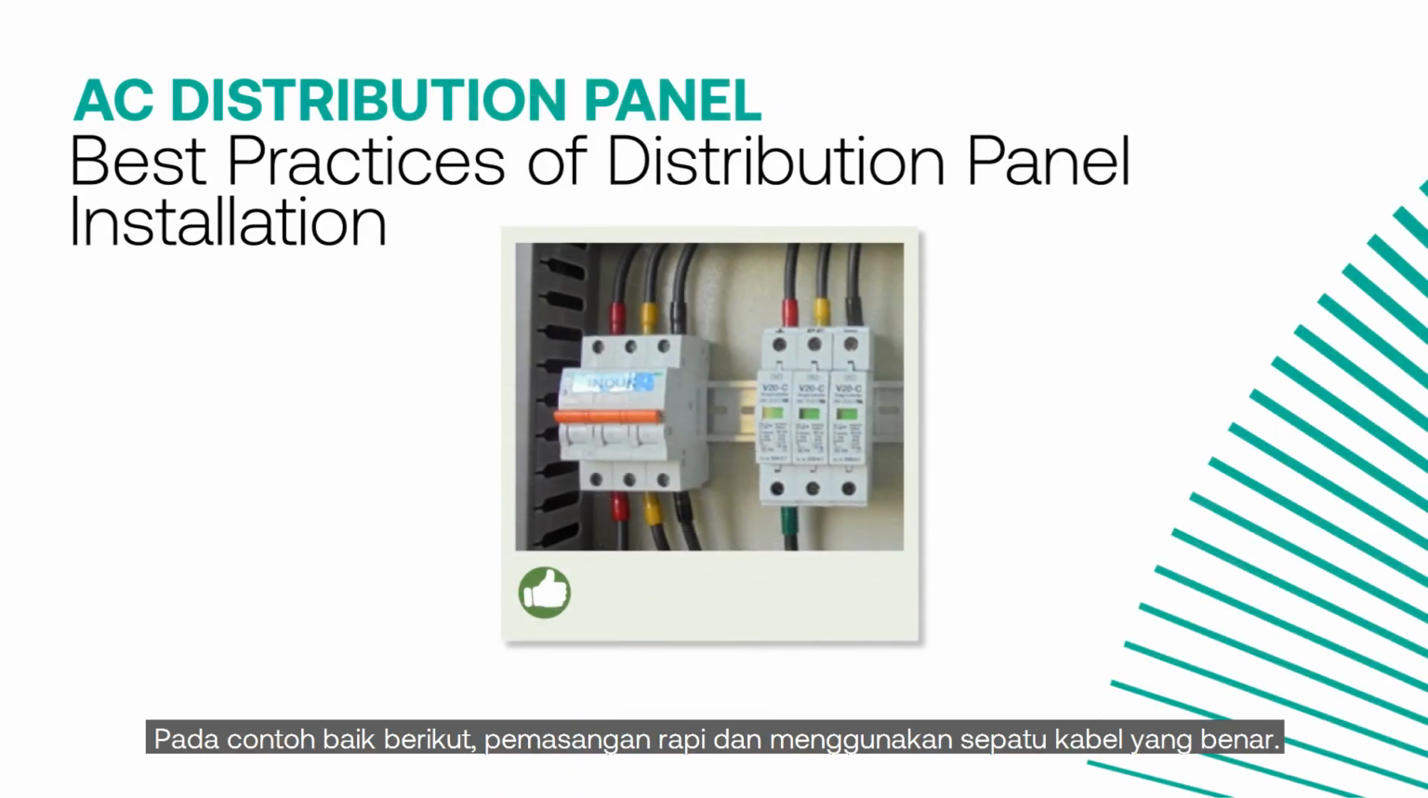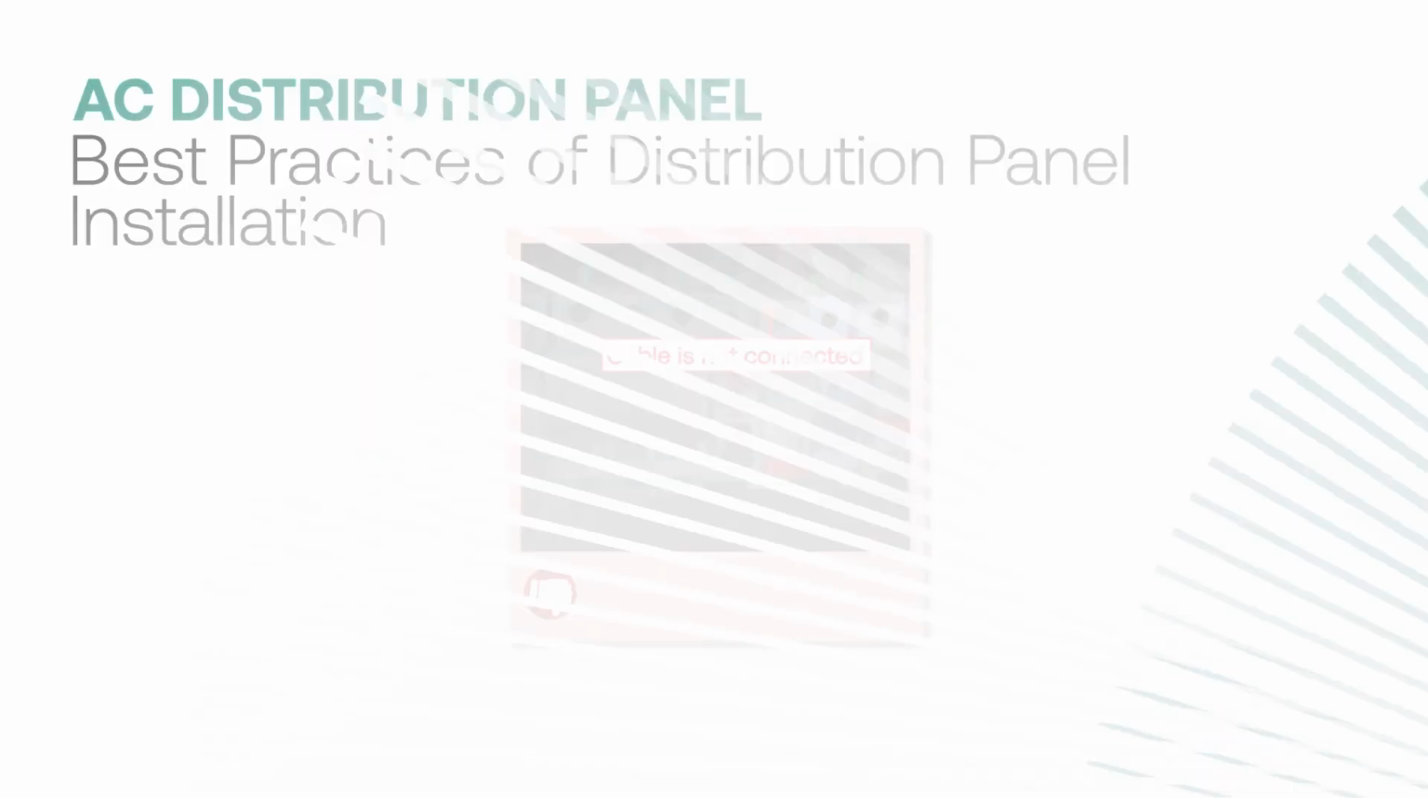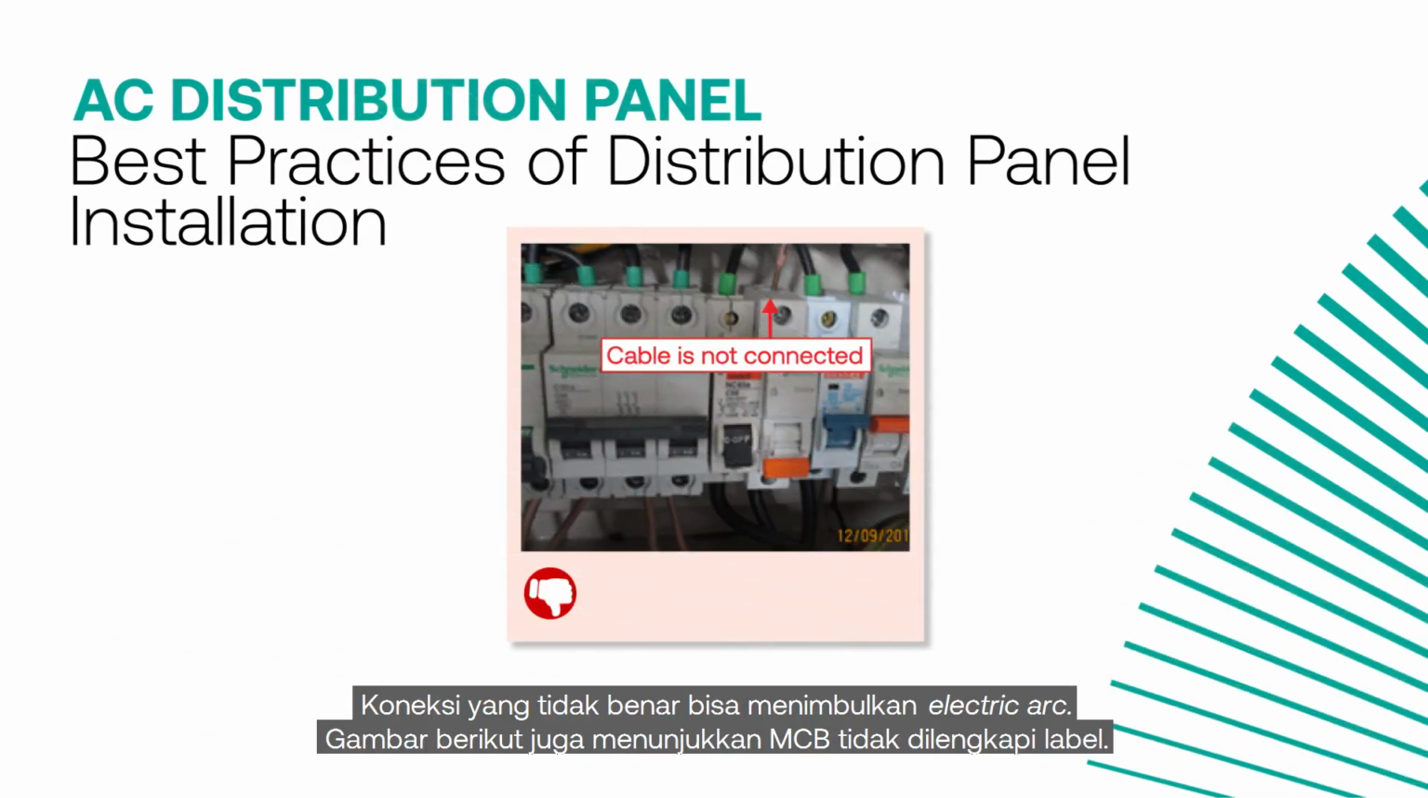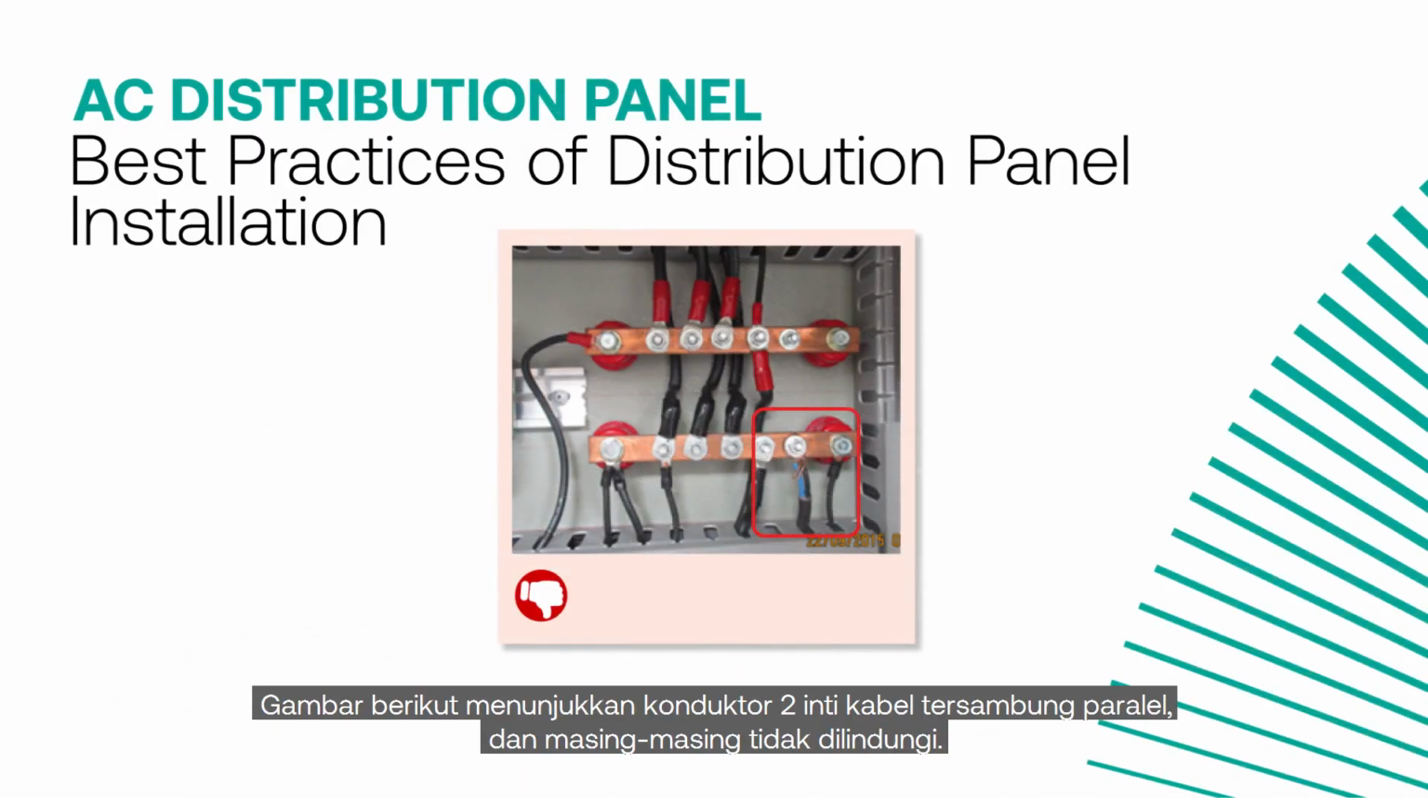In this good example, neat installation and proper cable shoes are used. Improper connection may lead to an electric arc. The picture also shows that MCBs are not equipped with labels. The picture shows conductors of two core cables are connected in parallel and not protected individually.